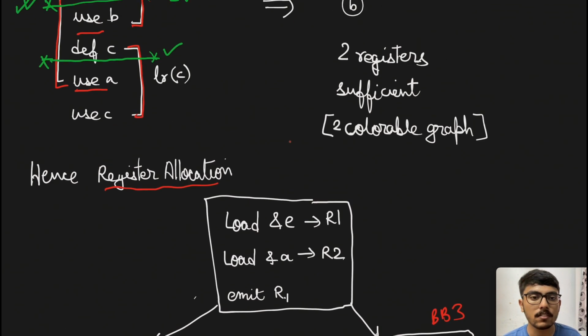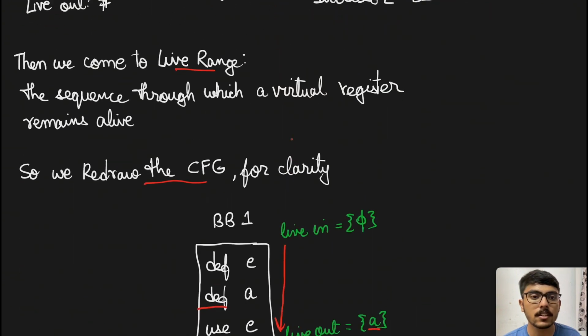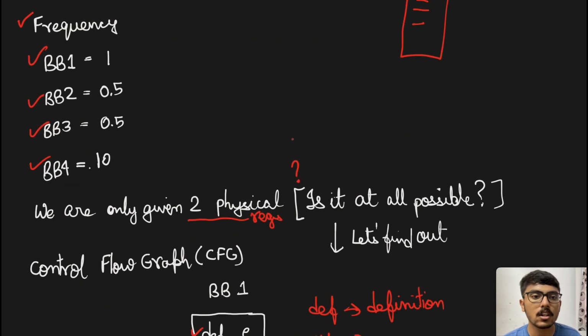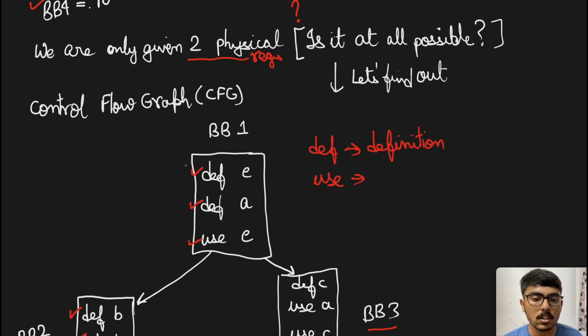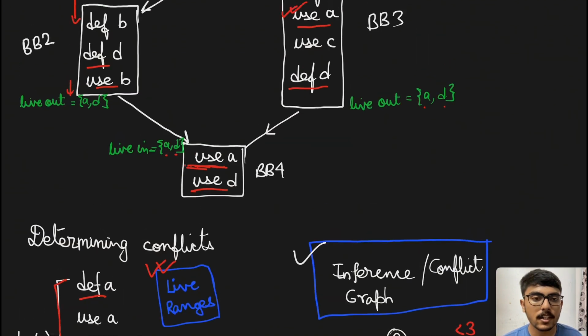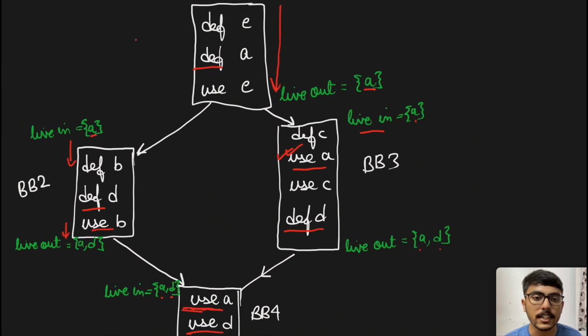So let's first see what was it. Okay, so the cost of store is 1 cycle, execution frequency of BB1 is 1, BB2 is 0.5, BB3 is 0.5, and BB4 is 10. So I'll just tell you guys to note it down somewhere so that we will use it in the numerical. Okay, so we'll just go back, and I want you guys to write down this as well so that we will use it again.